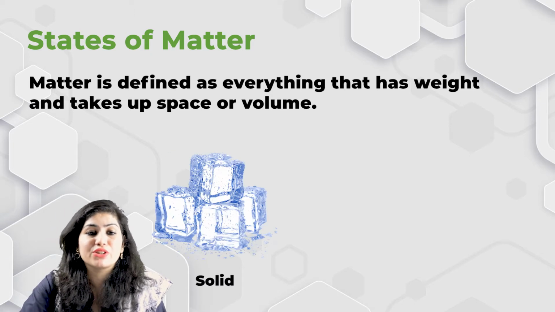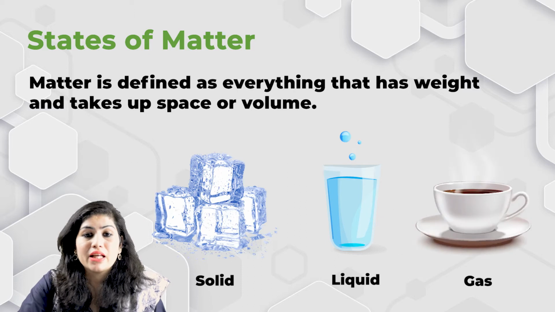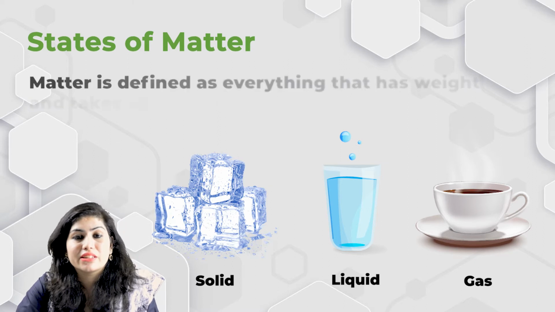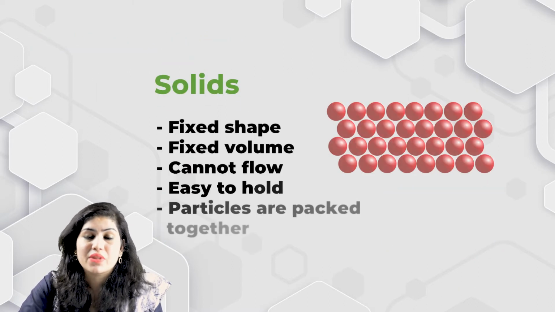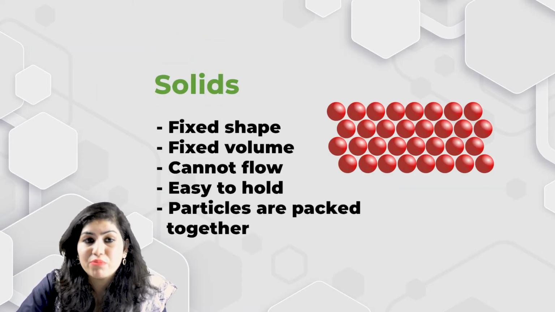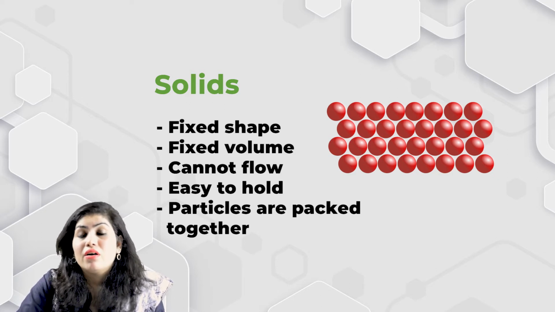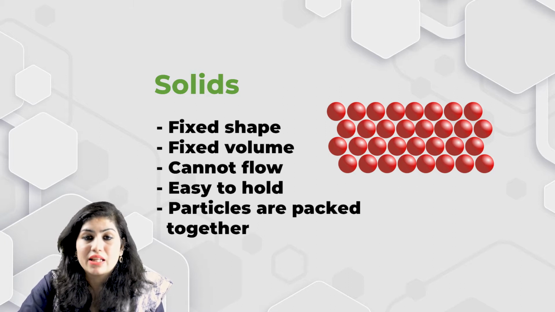If you look at this picture carefully, you will see that these states of matter look different. Not only that, if you touch them in real life, they will feel different because they have different characteristics. So let's discuss the characteristics of solids first. Solids have fixed shape and volume. The particles are packed together and they cannot move easily. That's why a solid holds its shape.